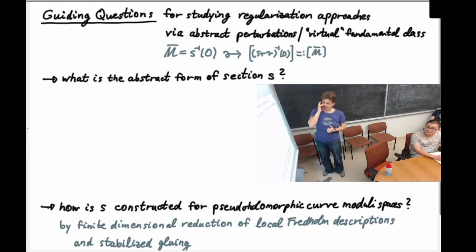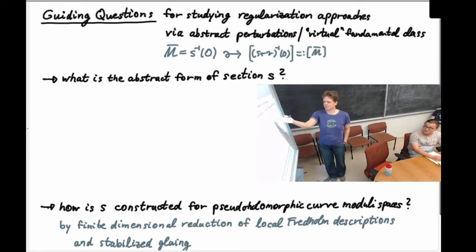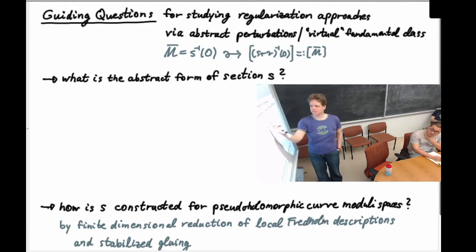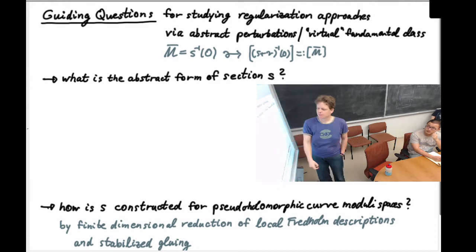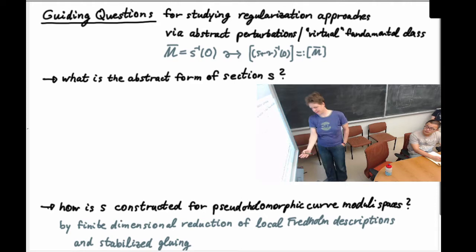So our guiding question is always twofold, right? If somebody tells you you have a compactified moduli space that you can somehow declare or define a virtual fundamental class for by means of perturbing a section, or in approach number 1, we took an Euler class of that section, there are 2 questions to ask. One is, what is this section you speak of in abstract terms? And the other one is, what is that section you speak of in specific examples? How do you get it from pseudoholomorphic curve moduli spaces?